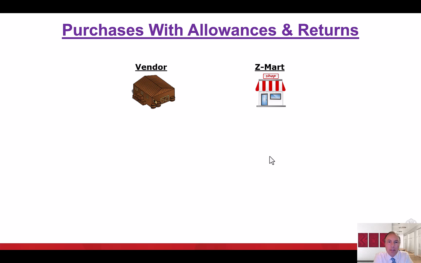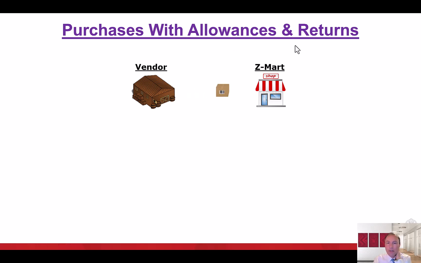But this is what happens in the real world. Every once in a while, we get merchandise, and we don't like it. We return it. Or we might just keep it, and the vendor just reduces the price. Those are called purchase allowances and purchase returns.